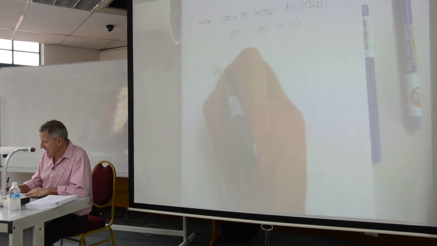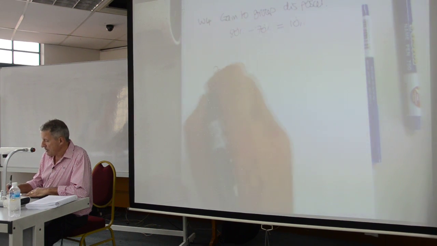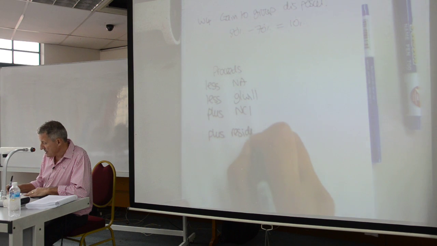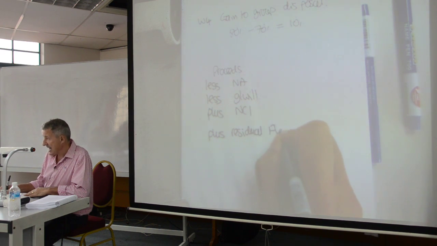So in the gain to the group, it's all about de-recognising the net assets, de-recognising the goodwill, de-recognising the NCI, but the NCI is a credit, so it comes in as a plus, and then bringing in the residual, and you bring in the residual at fair value.